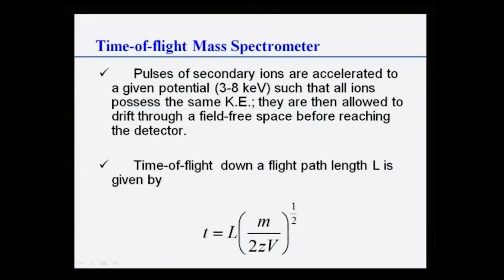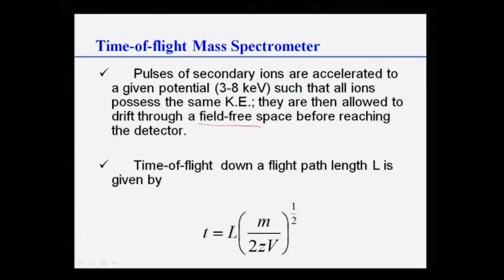So, let me just give you the mathematics of it. Pulses of secondary ions are accelerated. As you know, the ion gun creates secondary ions, and pulses of secondary ions are accelerated through a given potential, of the order of 3 to 8 kilo electron volts, such that all the ions possess the same kinetic energies. Then these ions are allowed to drift through a field free space.